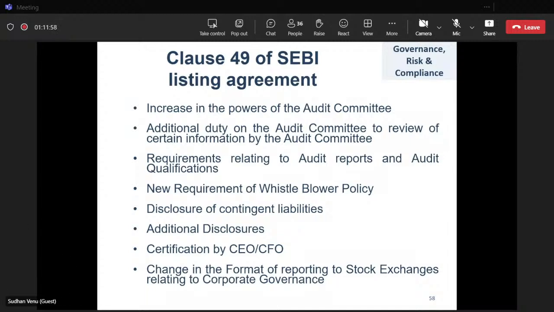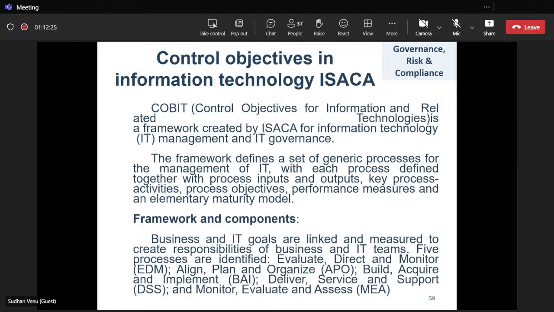In addition, they have to provide additional disclosures and new requirements relating to audit reports and audit qualifications. Certification by the CEO and CFO is required, and there is a change in the format for reporting to the stock exchanges relating to corporate governance. So these are the Clause 49 provisions of the SEBI listing agreement, which came from Mr. Narayana Murthy.